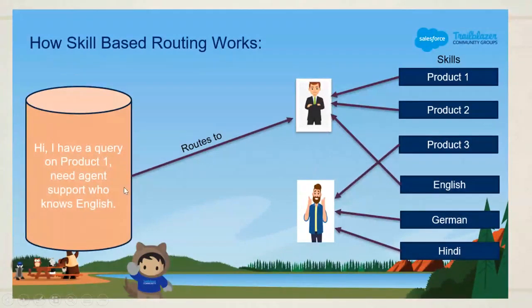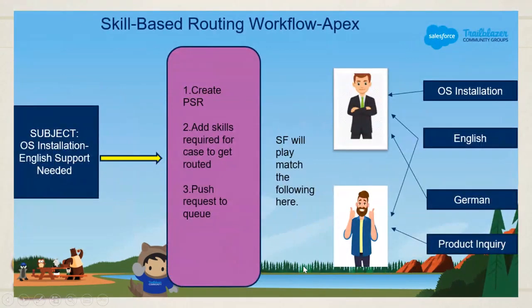So this is how skill-based routing works. Suppose a case has been created that says I need a query on product 3, and the language I prefer as a customer is German and Hindi. That means the second agent has the required skills, German and Hindi. So this is how skill-based routing works.